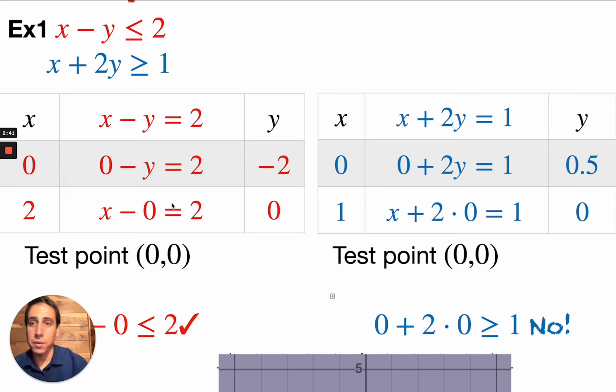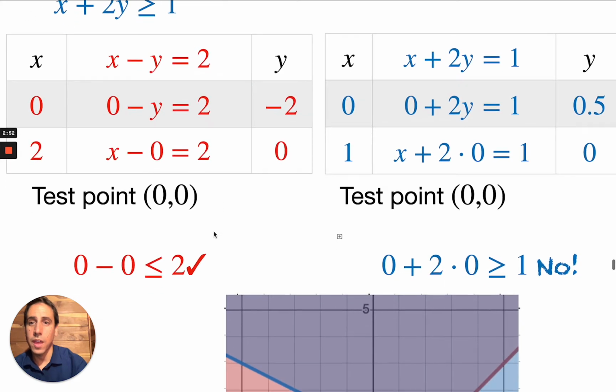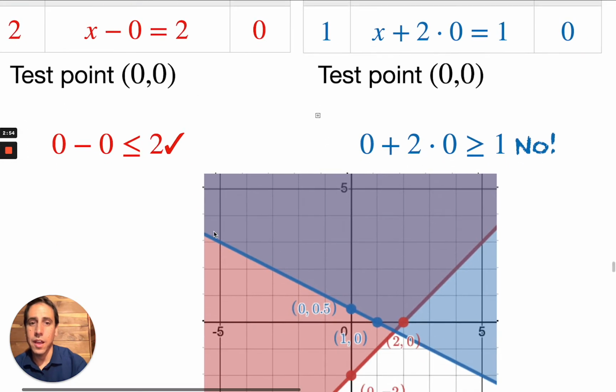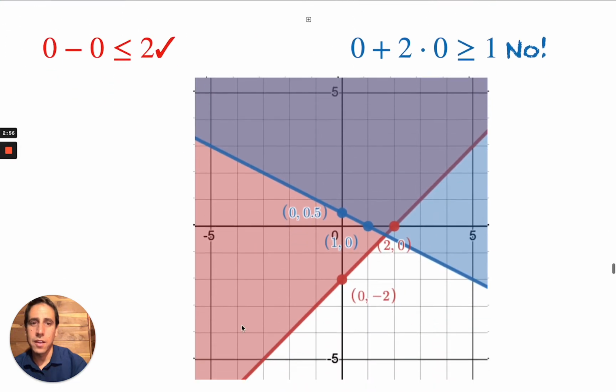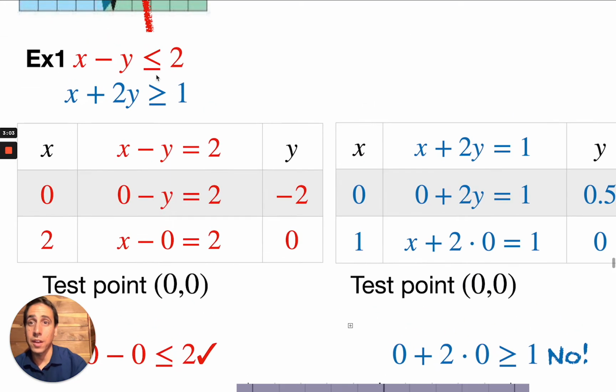If I choose y is equal to 0 here, you get x minus 0 is 2, and that means x is equal to 2. Great, so I can plot these 2 points on the graph and connect them with a solid line right here. You can see the red solid line is right here, and I've plotted 2, 0 and 0, -2 with a solid line because this is a less than or equal to symbol in the original.